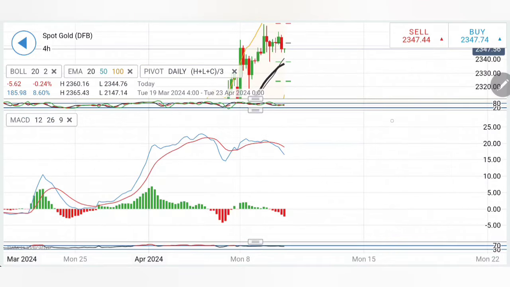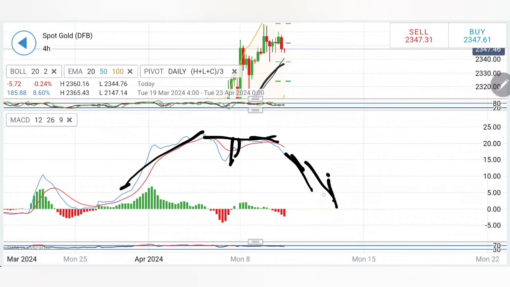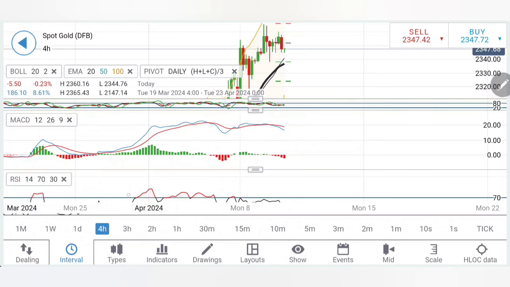Stochastic is dropping. Look at MACD, and this is what I have been sharing. Look at this formation, double top, and it is looking downwards, so it may continue till the bottom of this. Be watchful. RSI flat near to top.